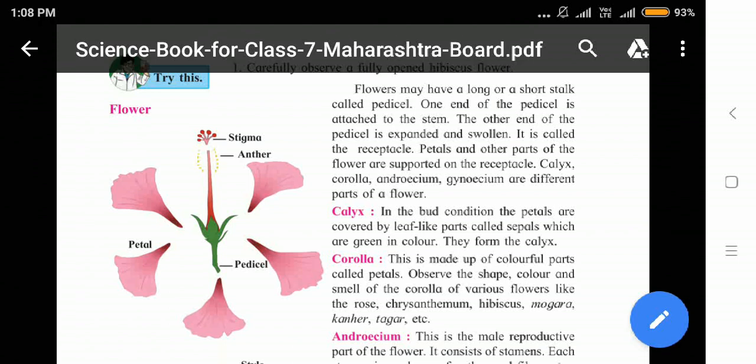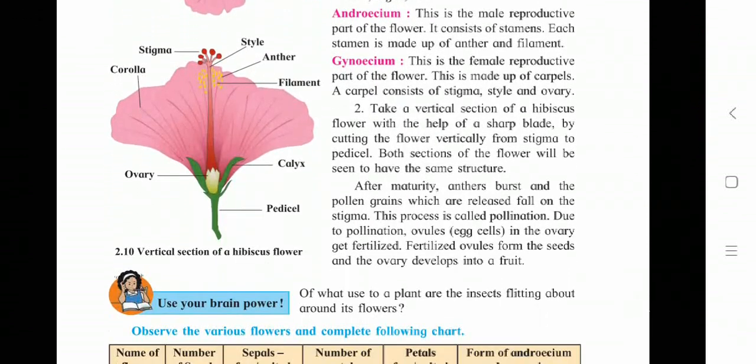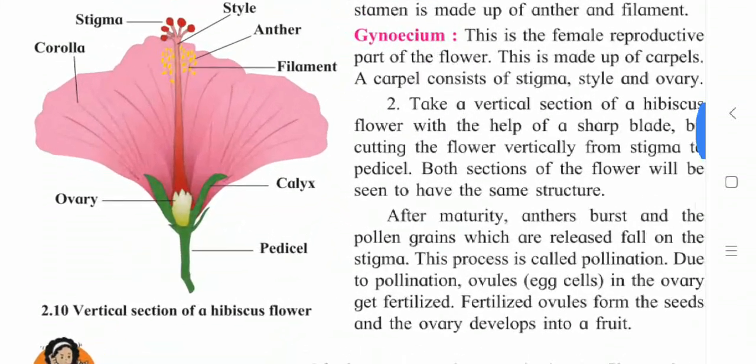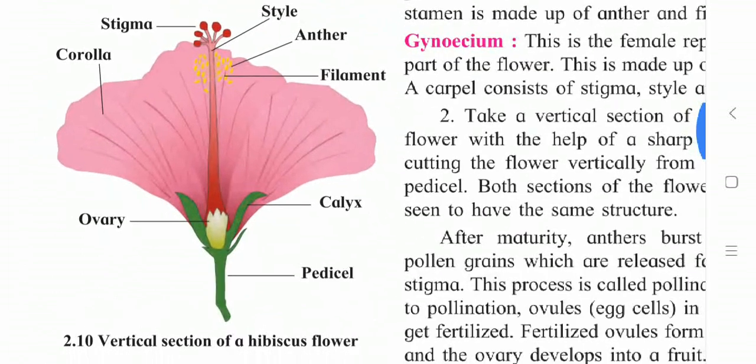We'll learn in a deep way in today's video about the parts of flowers that are calyx, corolla, androecium, gynoecium. One by one I will explain to you. Before that, please see diagram 2.10. See the diagram properly, students. In diagram 2.10, a vertical section of a hibiscus flower is shown here.